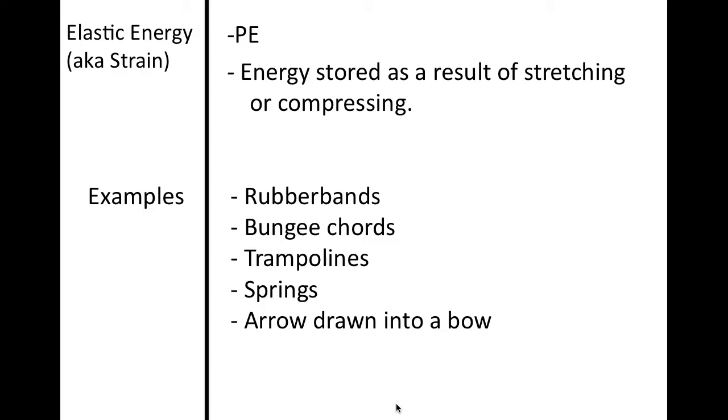Elastic energy, also known as strain, is a potential energy. It is stored as a result of stretching, compressing, or deforming something. For example, rubber bands have stretch. Bungee cords, trampolines, springs, an arrow drawn into a bow. So when you're pulling back on the arrow or on the bow, this is stored energy.